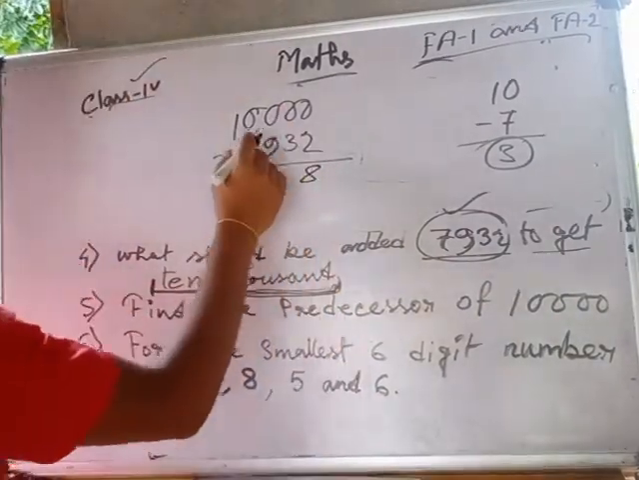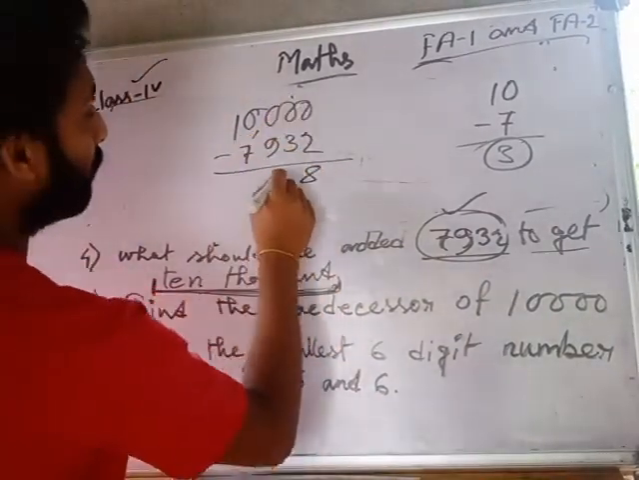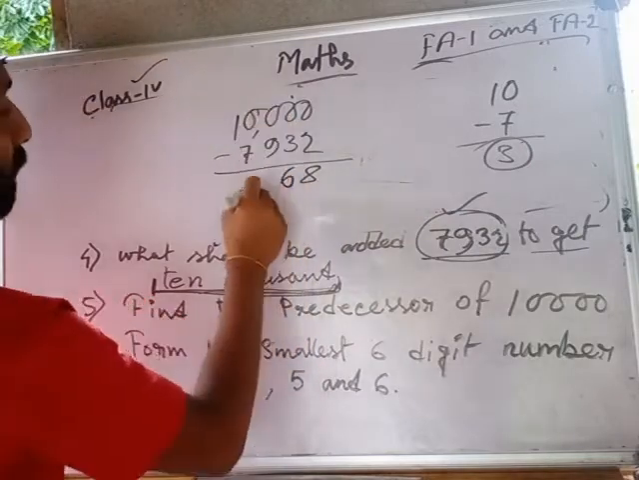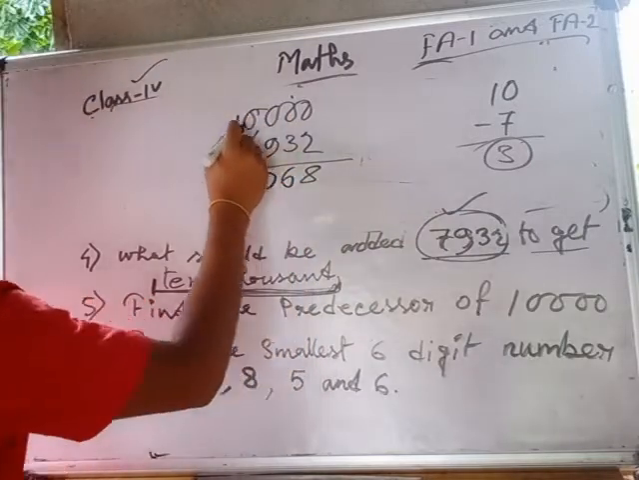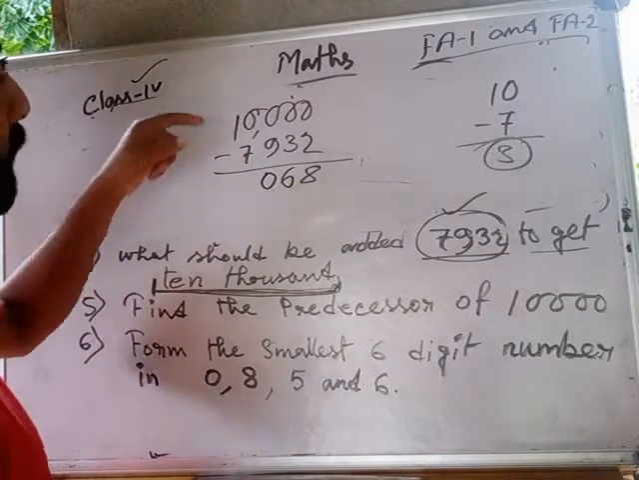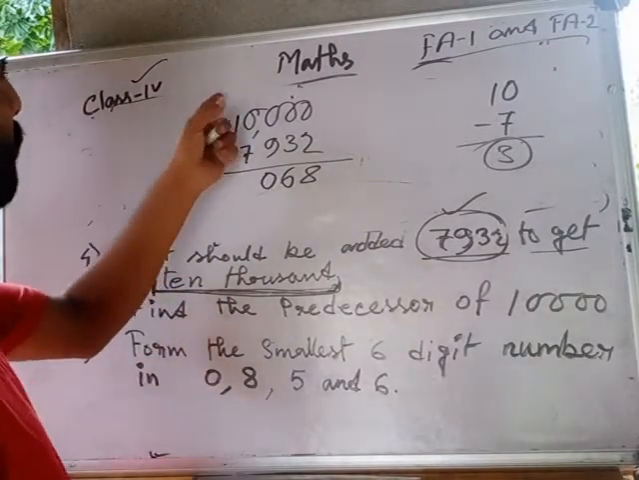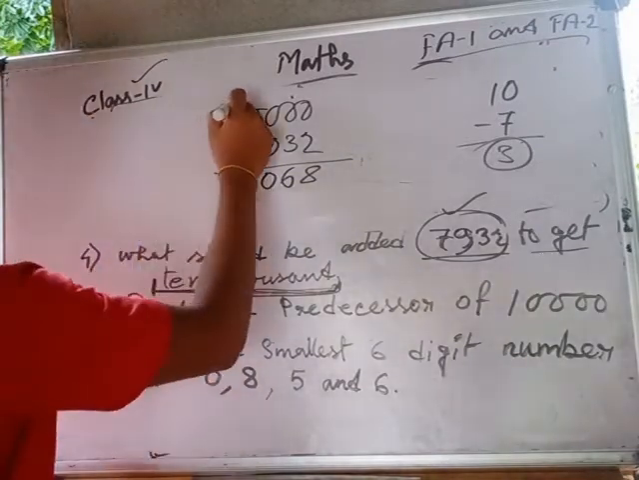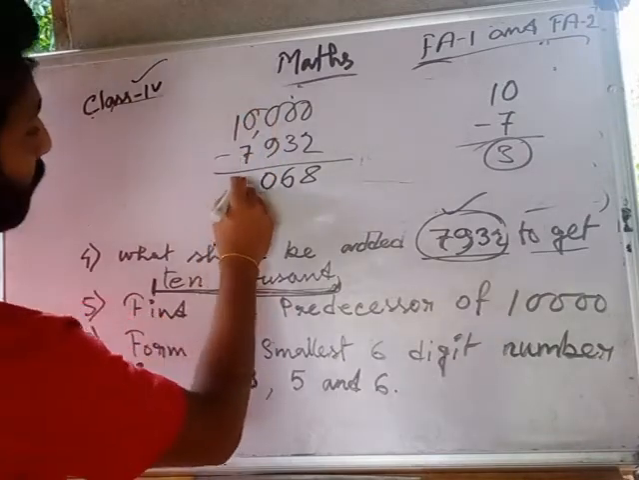8, after that it will go as 9. 9 minus 3, that is 6. Also 9 minus 9, that is 0. Here also it will go as 9, because 1 is carried to the next left. 10 minus 1, that is 9. 9 minus 7, that is 2.